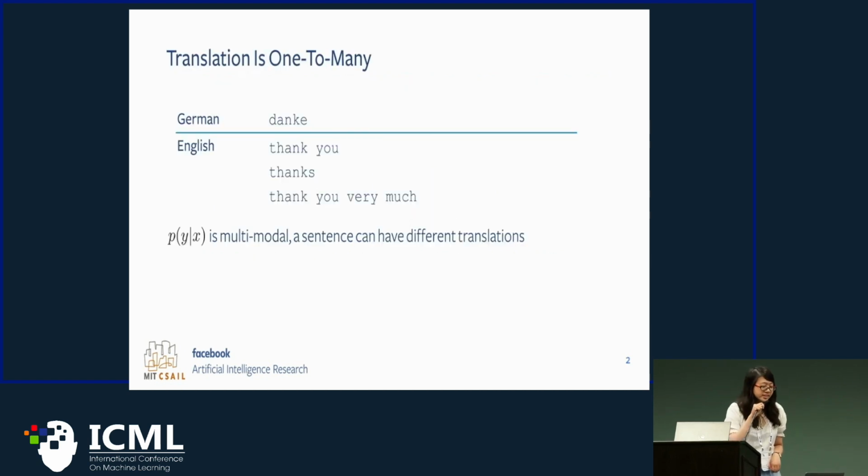Translation is a challenging task not only because of its large and structured output space, but also because it is inherently a one-to-many mapping. A source sentence can have many plausible translations due to paraphrases or different translation styles. For example, danke in German can be translated into thank you, thanks, or thank you very much.